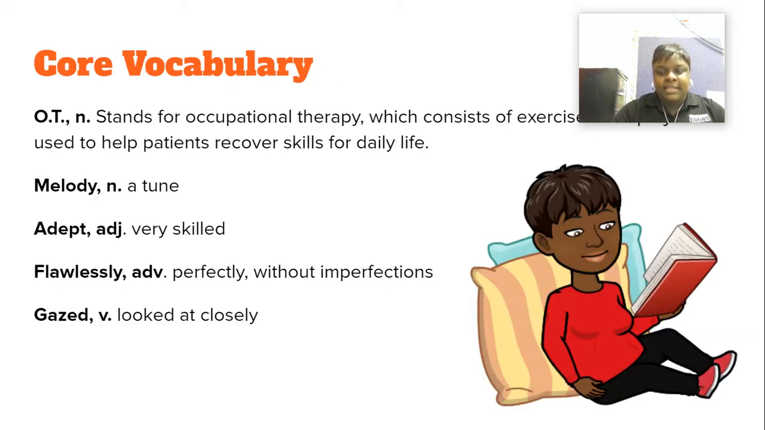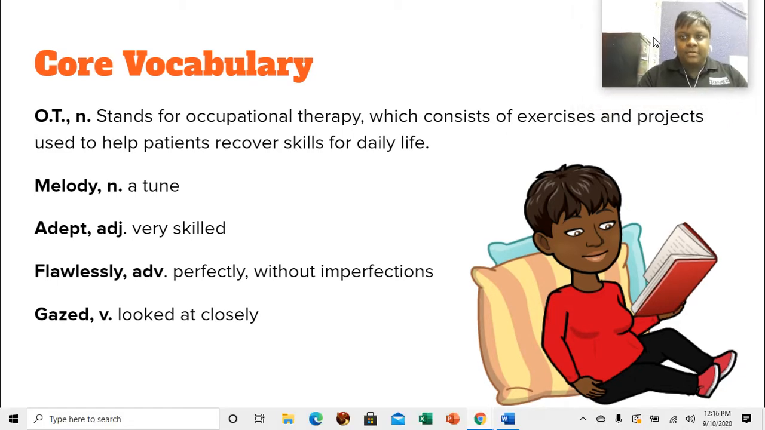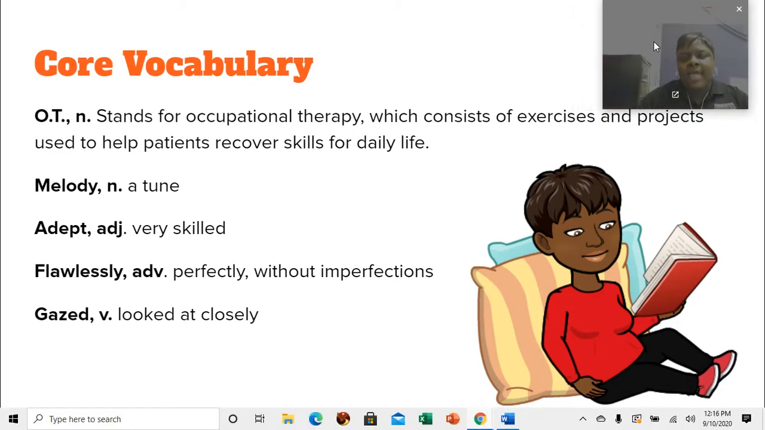Now, in the reading that we're going to read about, there are some core vocabulary words that we need to pay attention to or know ahead of time so that we can better understand what we are reading. OT, a noun, stands for occupational therapy, which consists of exercises and projects used to help patients recover skills for daily life. Just so they can do everyday things, they have to go through occupational therapy.